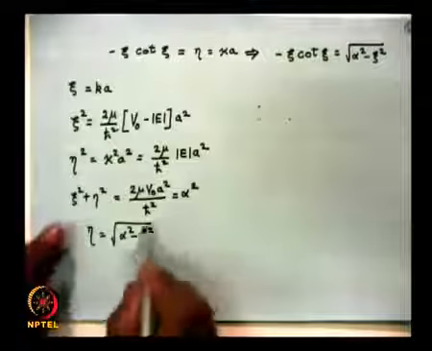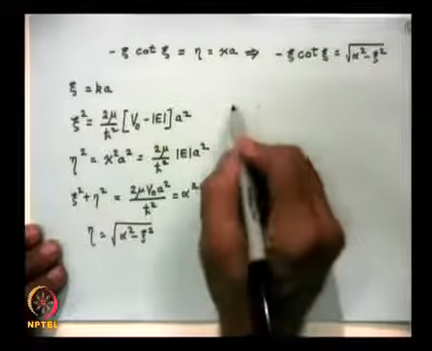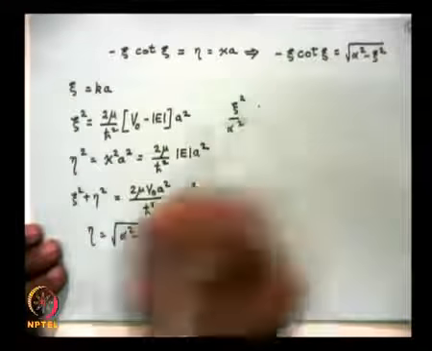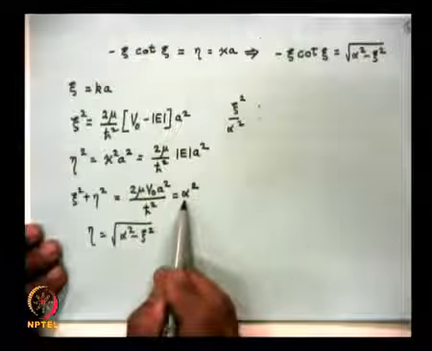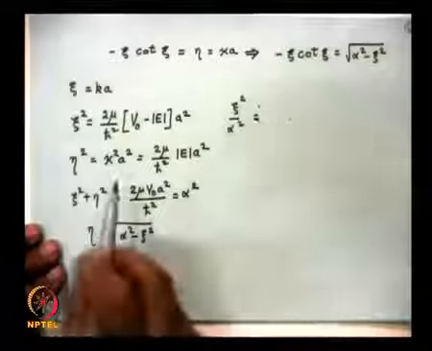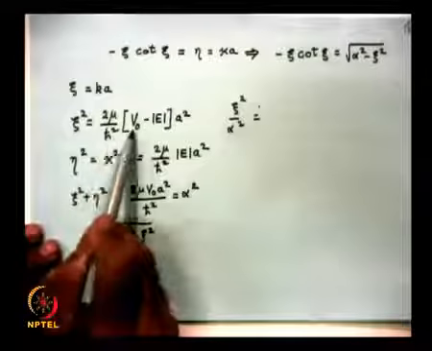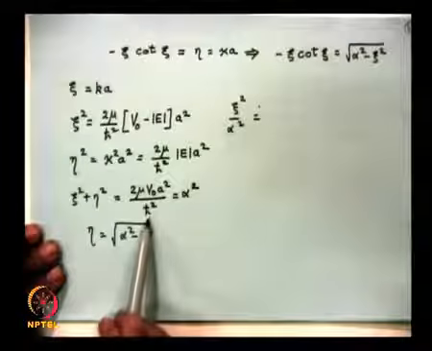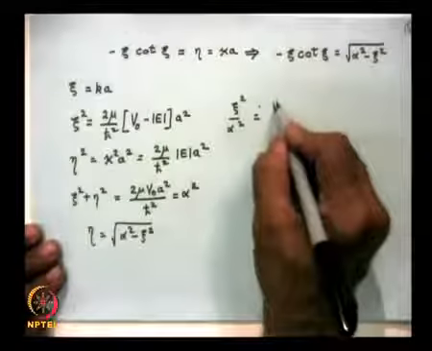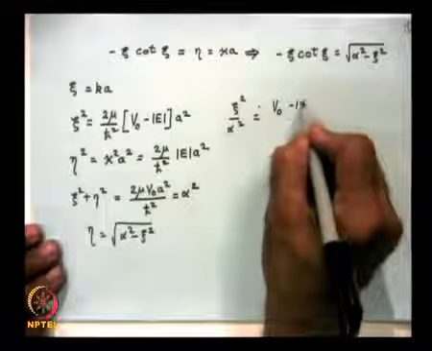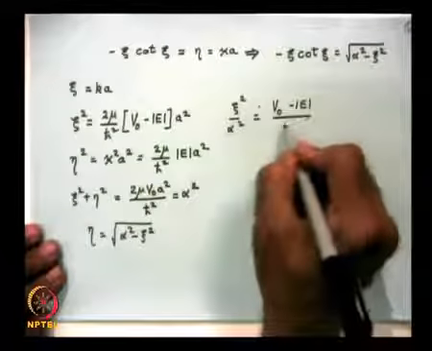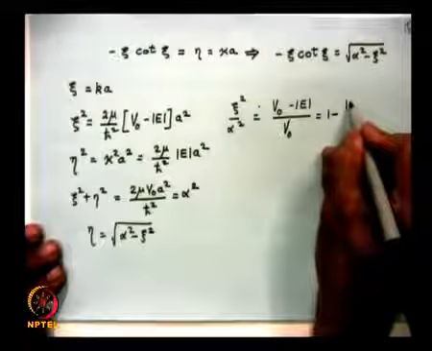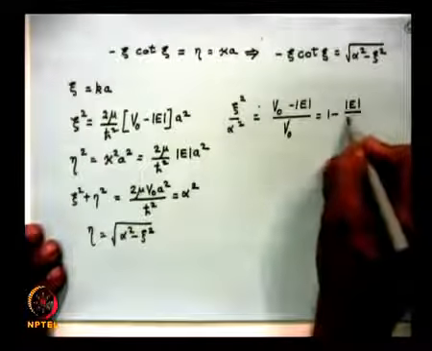Okay. For example, if I divide xi square by alpha square, please see this, you will have 2 mu by h cross square V 0 minus mod E A square divided by 2 mu V 0 A square by h cross square. So, this will be V 0 minus mod E divided by V 0. So, this will be 1 minus mod E by V 0.